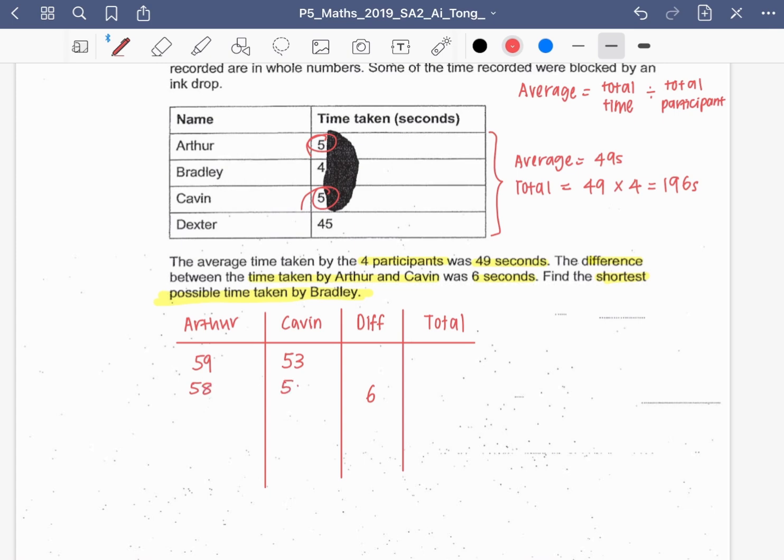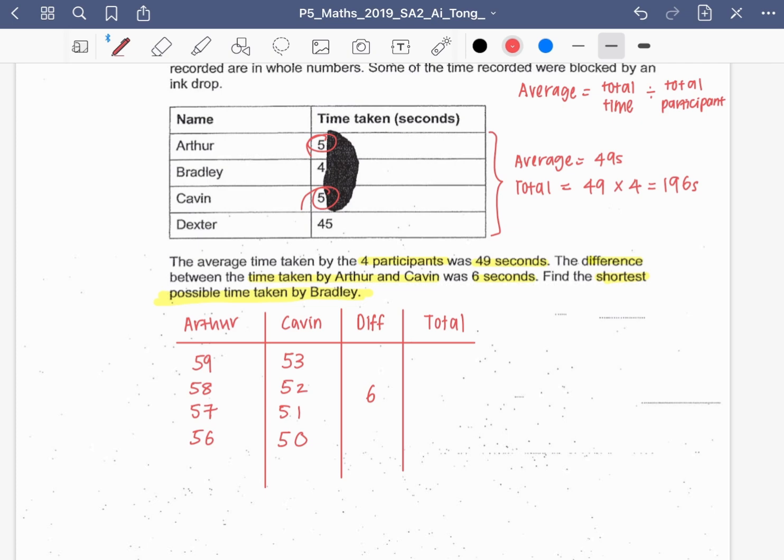58 minus 52 equals 6. Again, 57 minus 51 equals 6. And again, 56 minus 50 equals 6. Now I can't go down any further, because then it will become 49, right? And Kevin starts with 5. So we stop there.